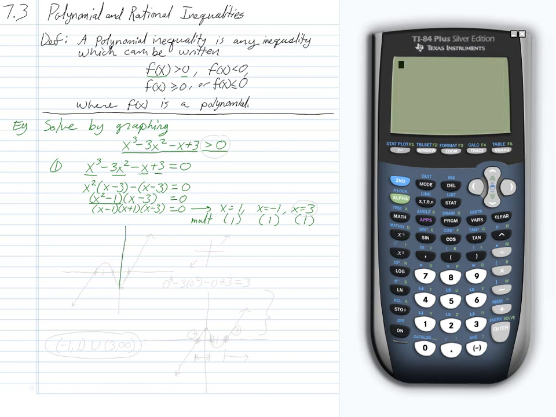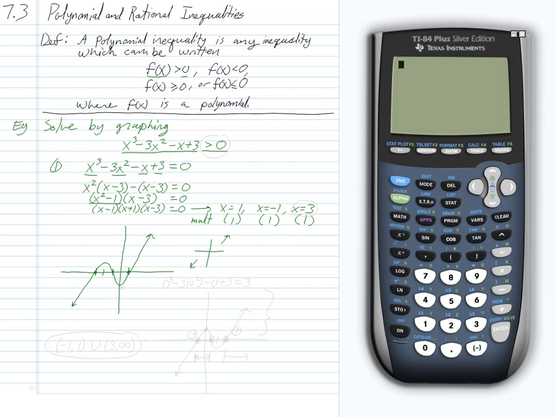So I'll throw all three of those on my axis, 1, negative 1, and negative 3. Now my end behavior, I have a positive leading coefficient and a degree of 3, so I'm going to be seeing something along these lines. So, knowing our multiplicities and our end behavior, I can tell my graph will look something like this.